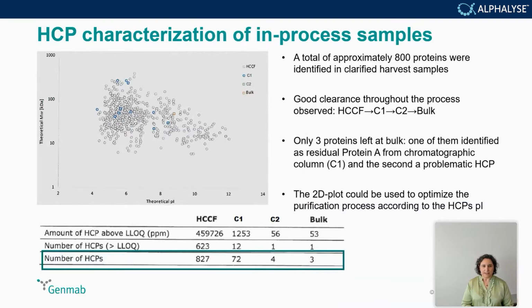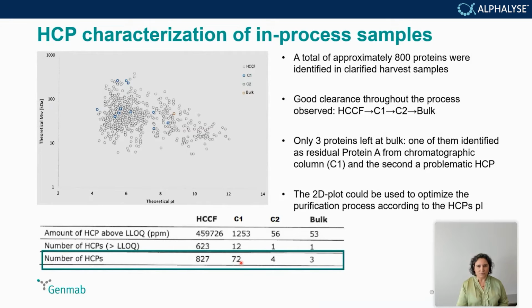So here you can see that we performed the LC-MS analysis, and here are the identified HCPs plotted in a 2D plot where we have the PI on one scale and the molecular weight on the other scale. As you can see, there are many HCPs in what we call the 4 quadrants of a 2D plot. What we can also see is that approximately 800 HCPs were shown in the clarified harvest.